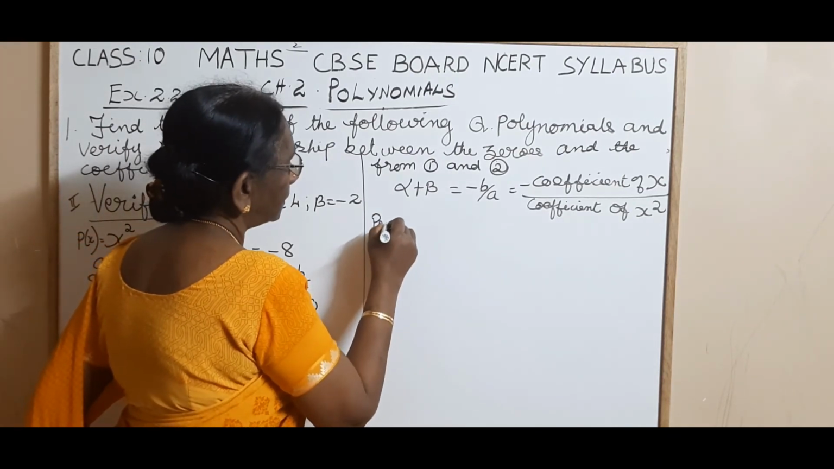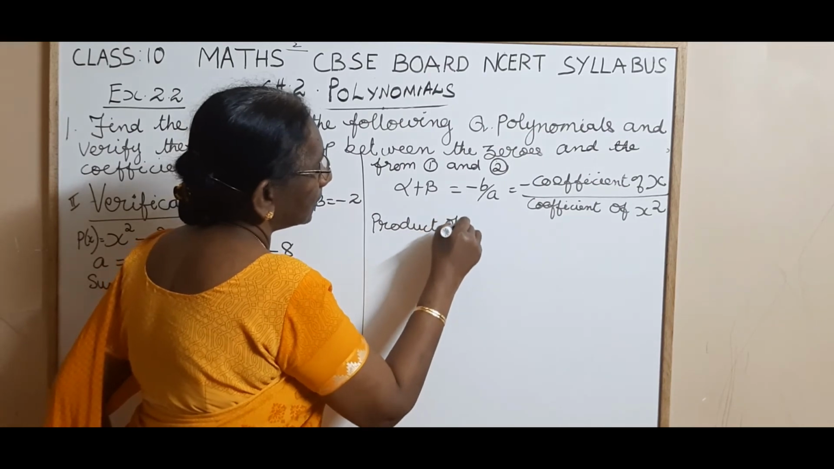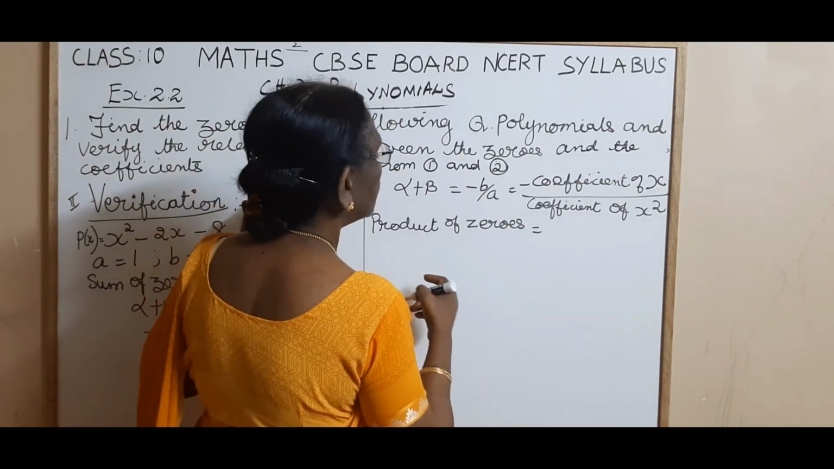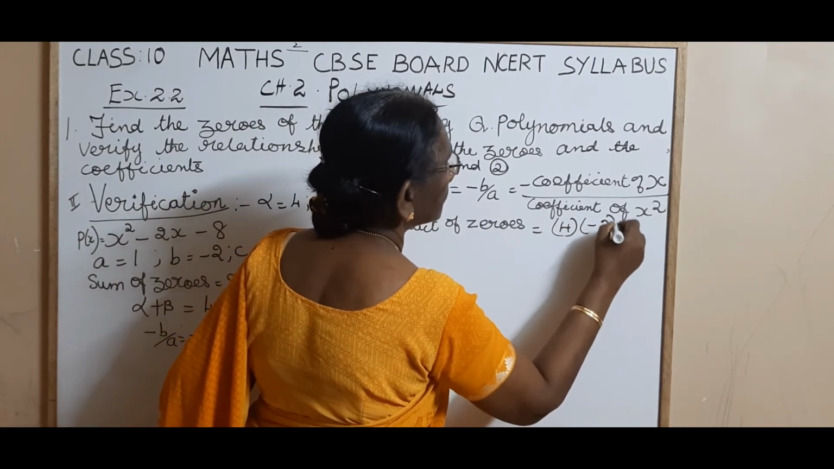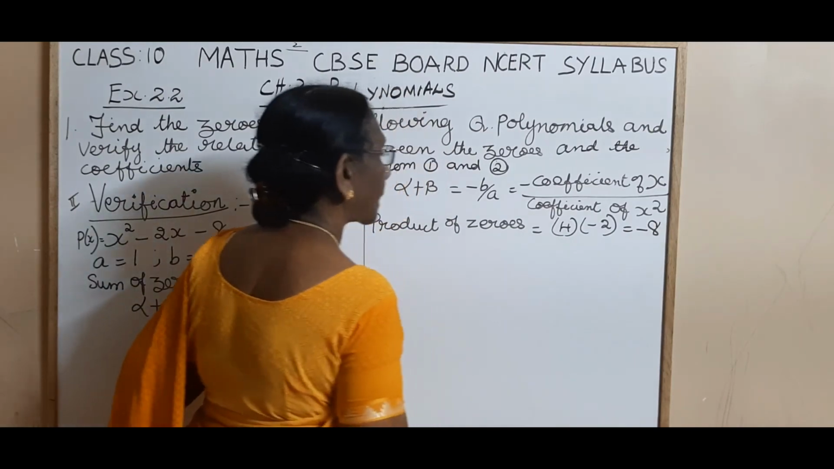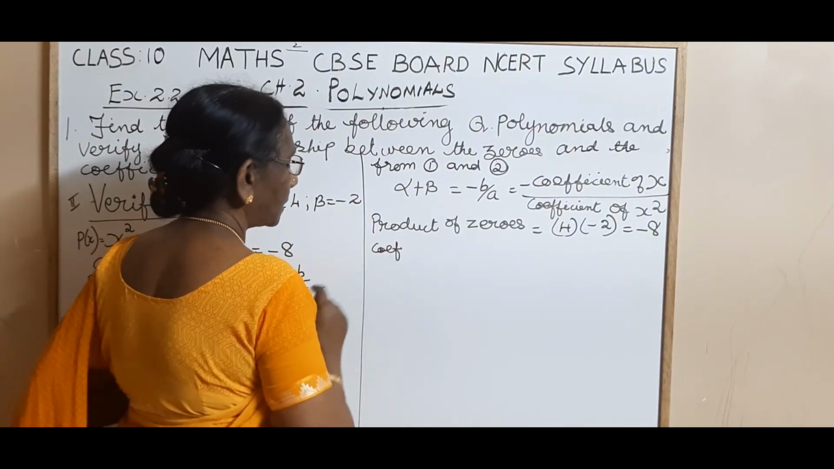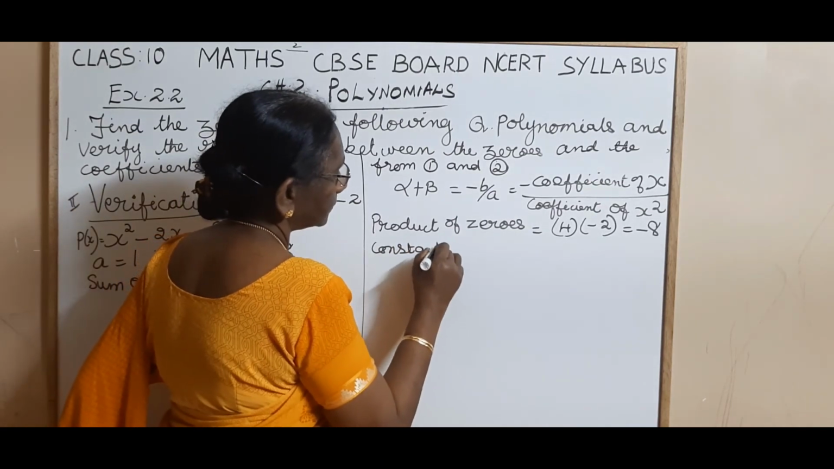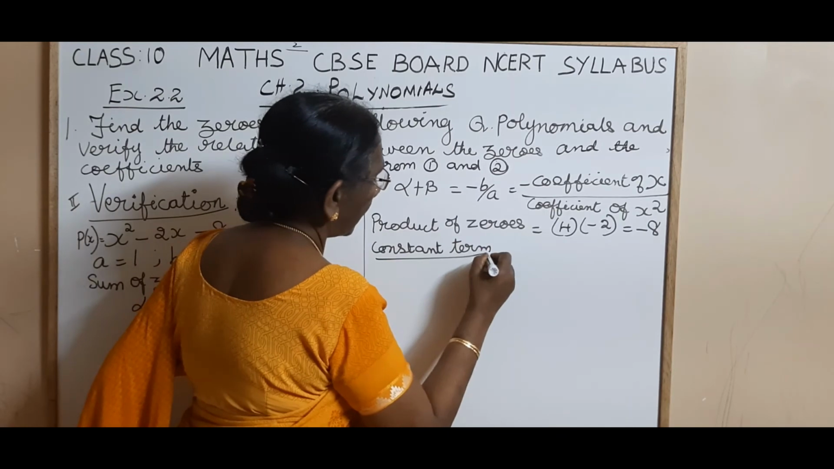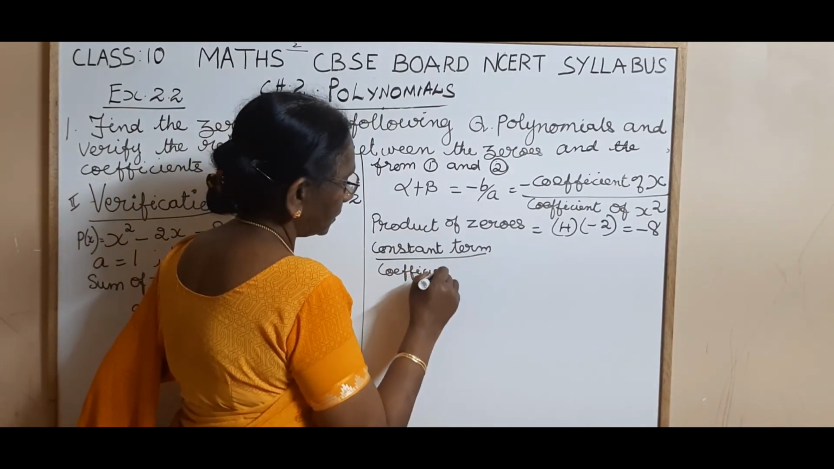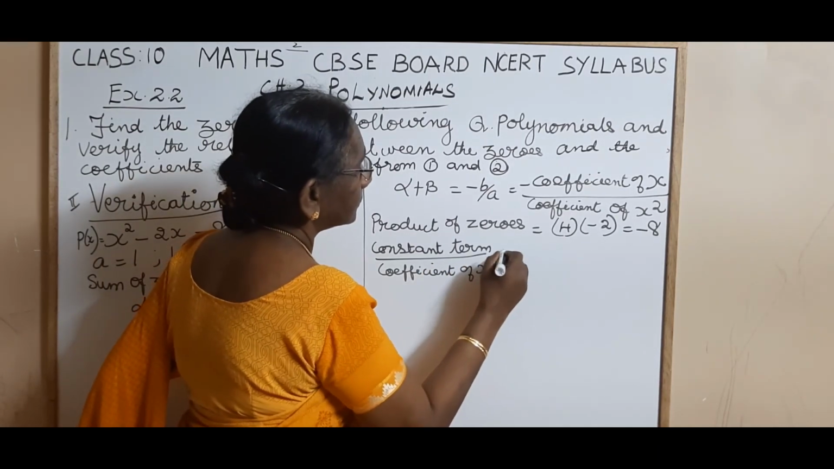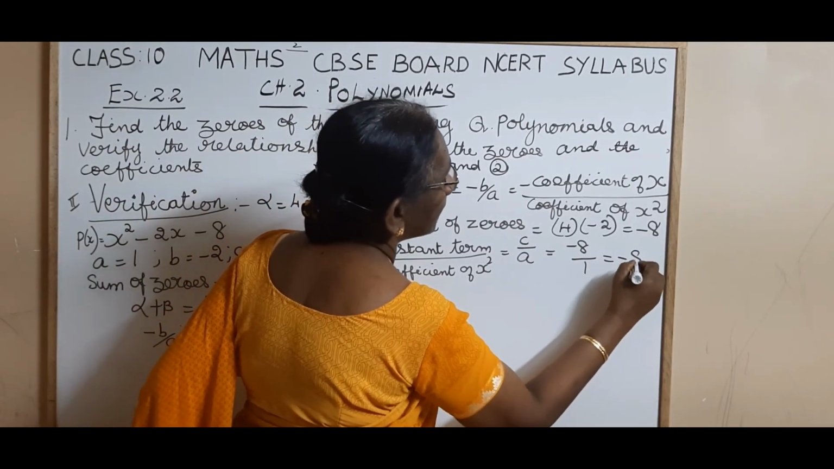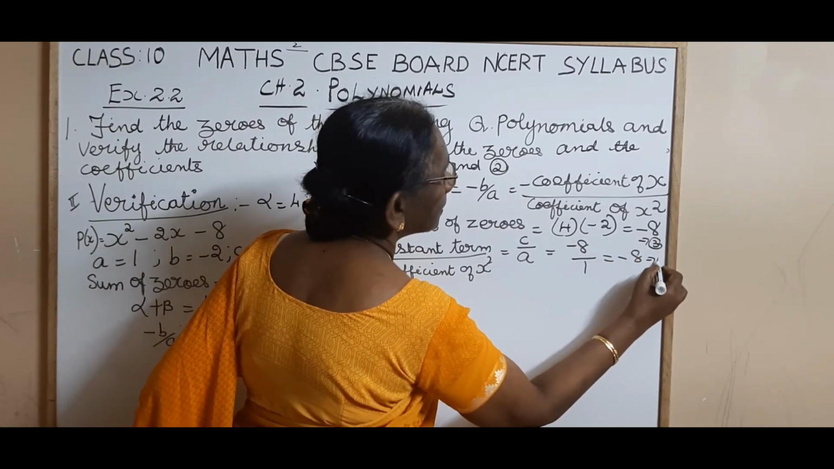You have to find the product of zeros. What do you get? 4 into minus 2, that is equal to minus 8. Now what is the product of the zeros? It should be equal to the constant term by coefficient of x squared. That is equal to c by a. C is minus 8, a is 1, so minus 8. Now you name this as 3 and name this as 4.